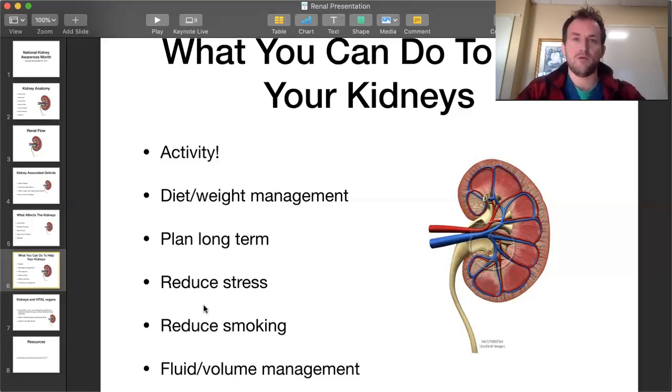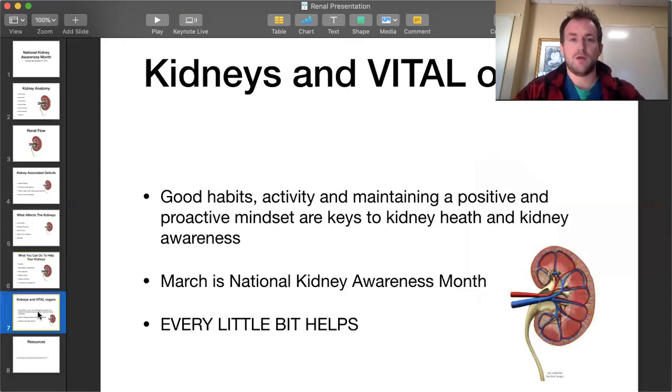I keep coming home to a point of long-term planning, having an active lifestyle, having good diet and weight, and then being aware that if you do have a problem, you should be in close coordination with your doctor. Having a good, positive mindset is also essential.